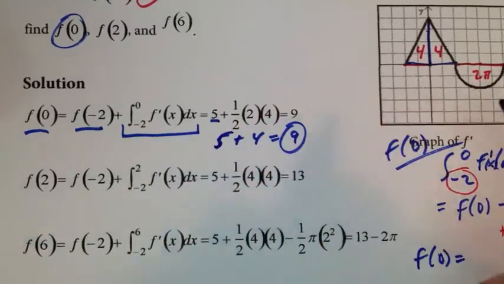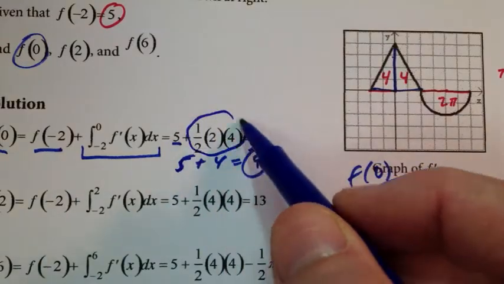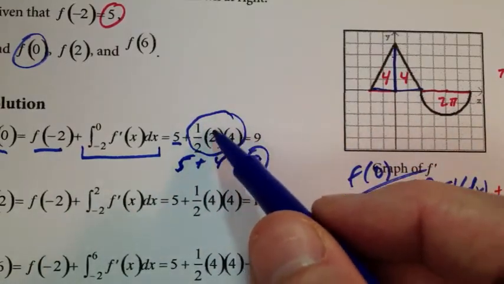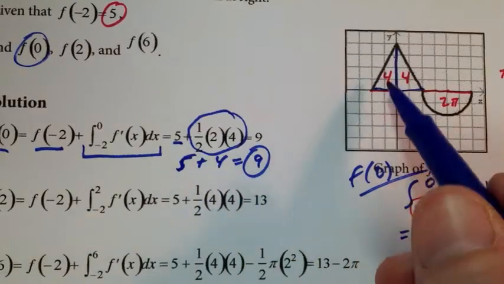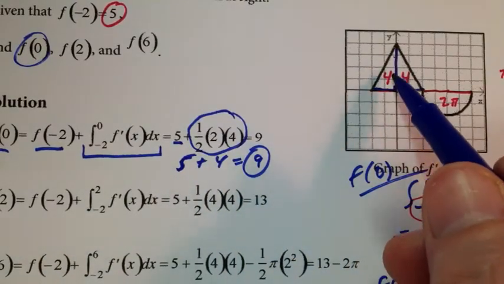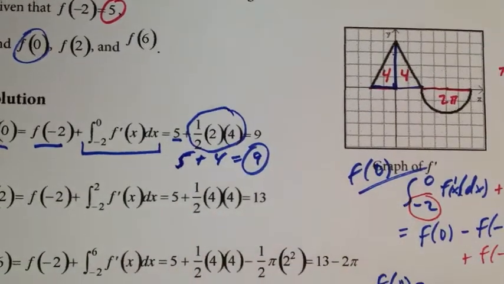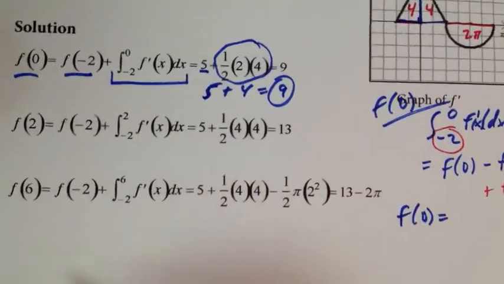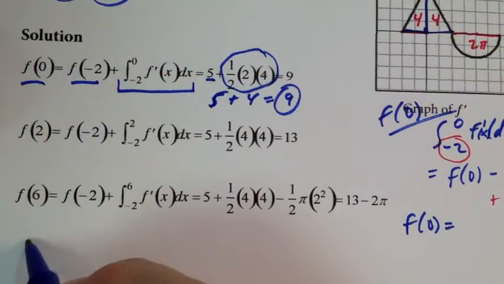Okay, so when I already show my areas here, I don't have to go through this again, because I'm trying to keep the calculations simple, and if you go from negative 2 to 0, you get 4.